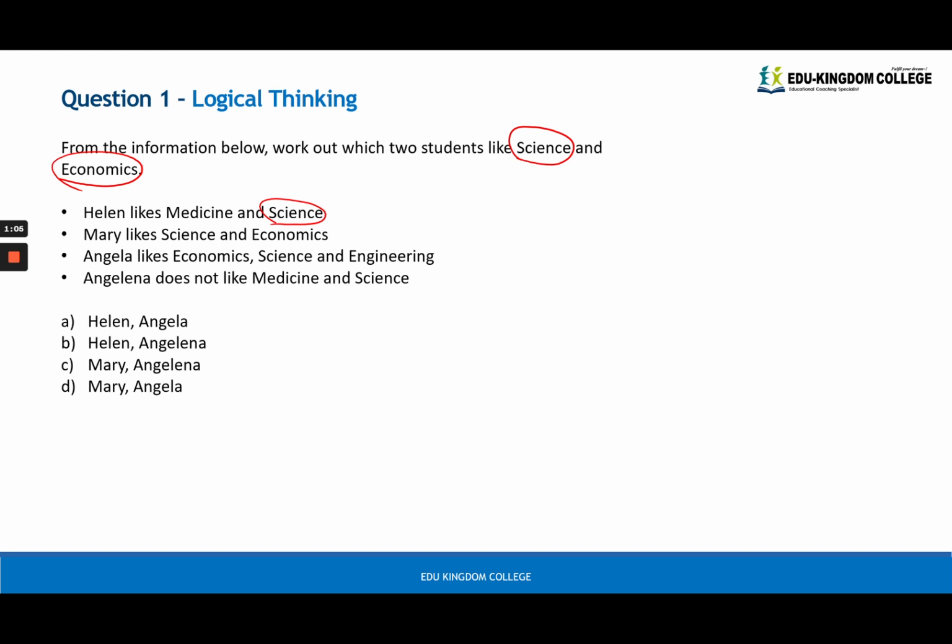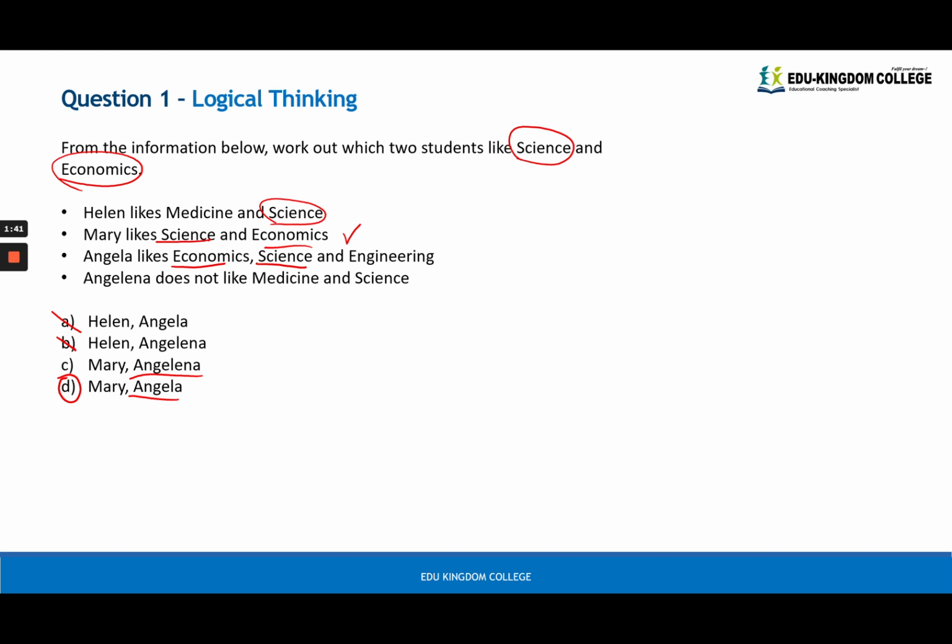Mary likes science and economics. So Mary is definitely in. Okay, she likes both of the listed ones. So Mary is in, which means these A and B can be cancelled out. Angela likes economics, science, and engineering. Engineering is not part of the description, but doesn't matter because she likes economics and science. So you can choose D straight away. Be careful of these names. They have made them very similar on purpose so that you may get tripped up. Okay, be careful. It's D.